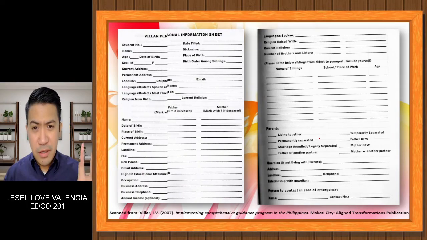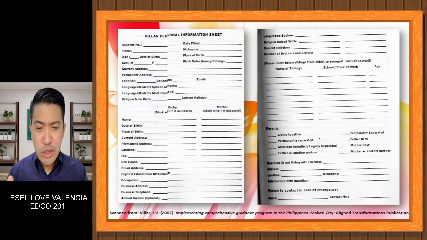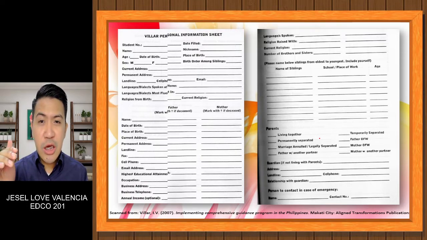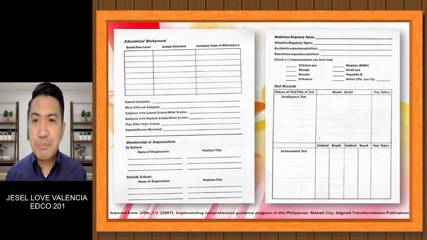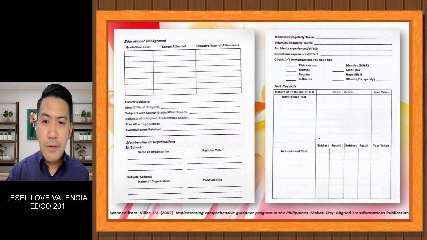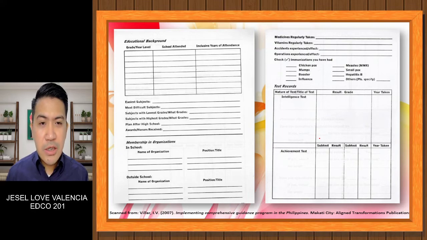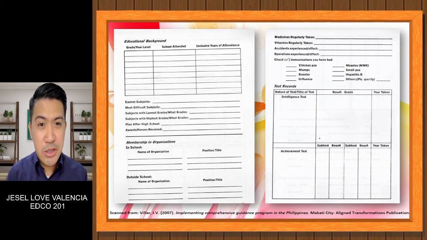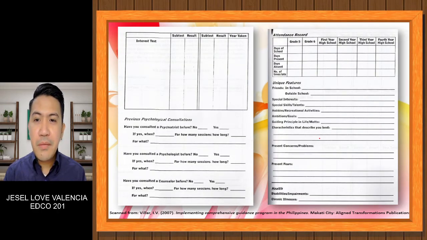If you can observe, the basic elements which are essential in the individual inventory are considerably observable. So we have here educational background, same with the difficult subjects. For the health, it is more specific: the vitamins that you regularly take, accidents, operations, and any immunizations. We also have here the previous psychological consultations. Is it from a psychiatrist, a psychologist, or a counselor?